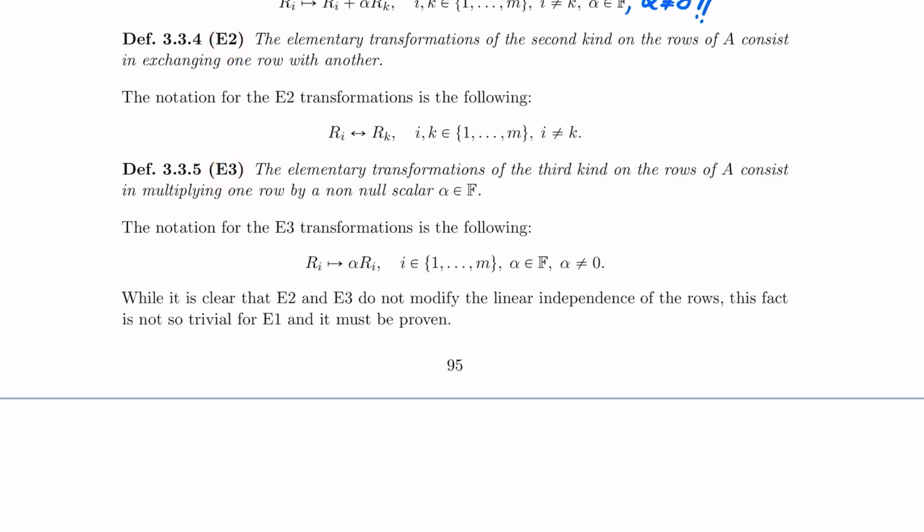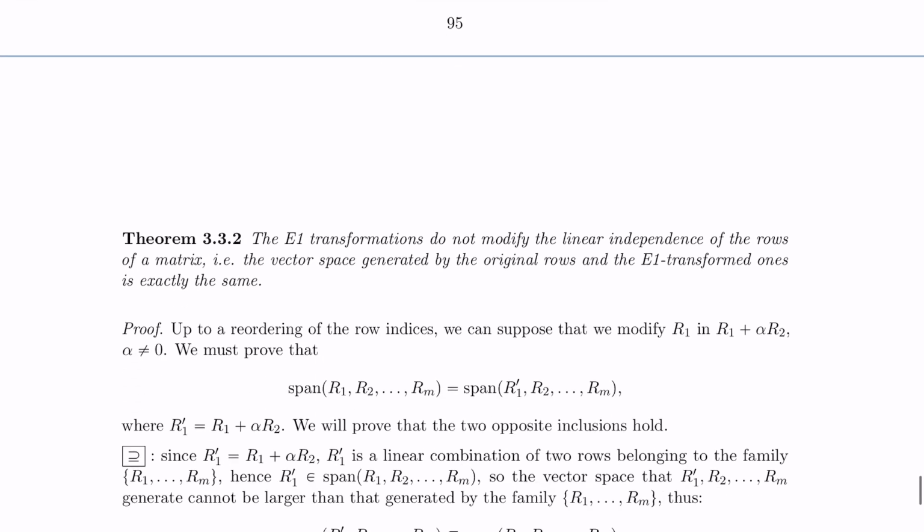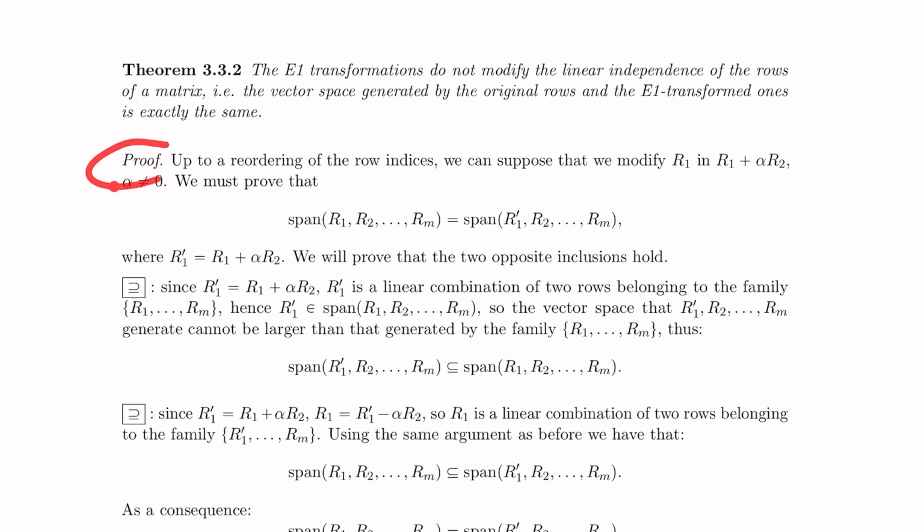We can ask ourselves if also the transformations E1 don't modify the rank of a matrix. This is not trivial, but it's guaranteed by the following theorem. As you can see, the proof of this theorem is quite long and we don't have the time to discuss it. In the next lesson, we will show how to use elementary transformations on the rows to reduce a matrix, and then we will deduce a powerful technique to solve linear systems.